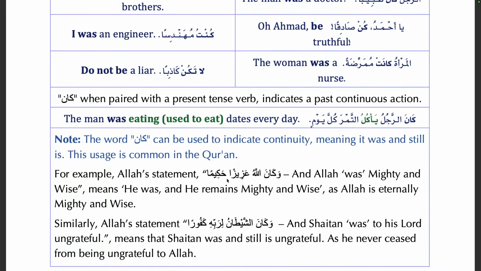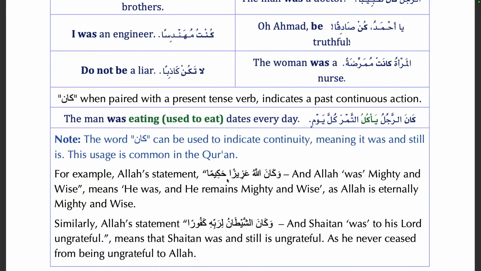Now when we say Allah was mighty and wise, does it mean He no longer is? No. It is used to show continuity, meaning Allah was mighty and wise and He still is mighty and wise. He never ceased from being mighty and wise. And that is stronger in a sense than saying Allah is mighty and wise. Why? Because you're establishing or emphasizing the presence of that attribute in the past and still present, ongoing.